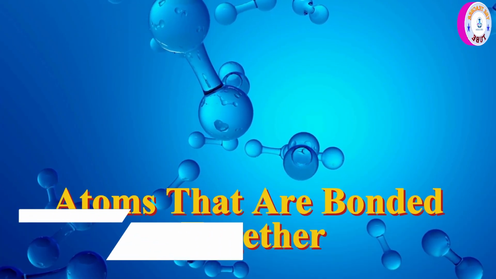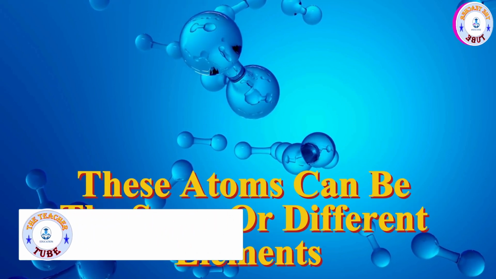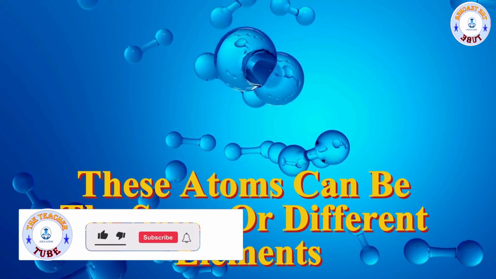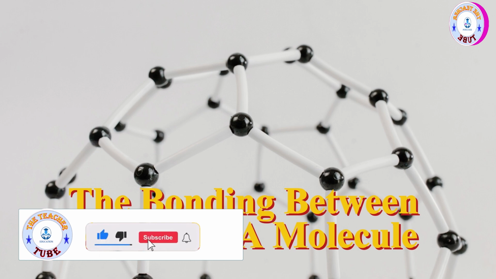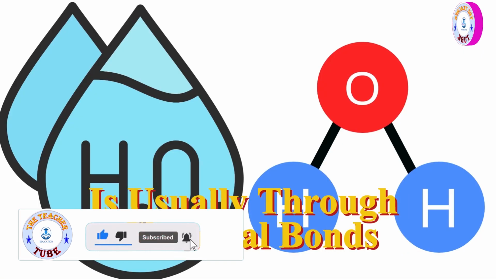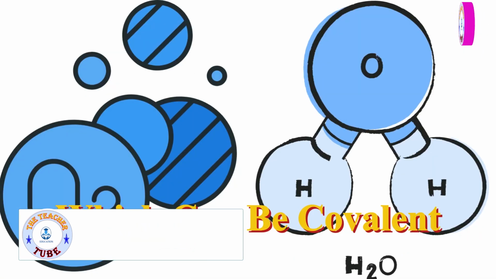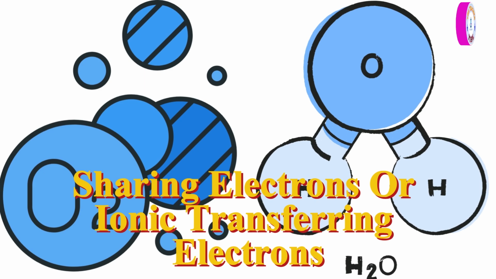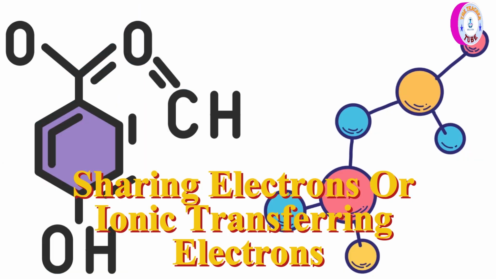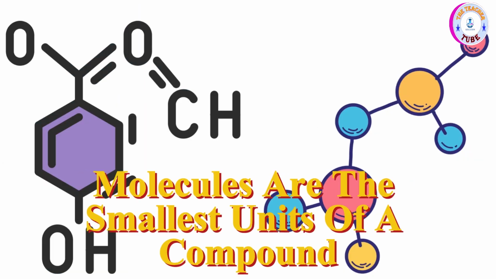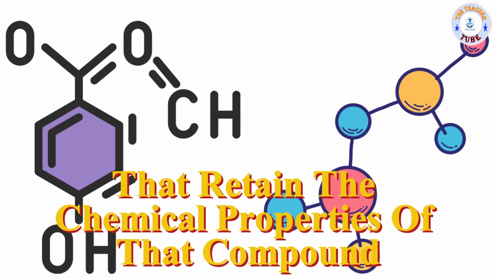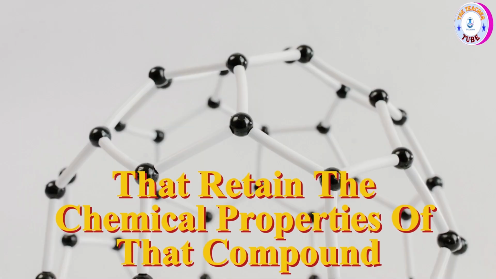Atoms that are bonded together. These atoms can be the same or different elements. The bonding between atoms in a molecule is usually through chemical bonds, which can be covalent, sharing electrons, or ionic, transferring electrons. Molecules are the smallest units of a compound that retain the chemical properties of that compound.